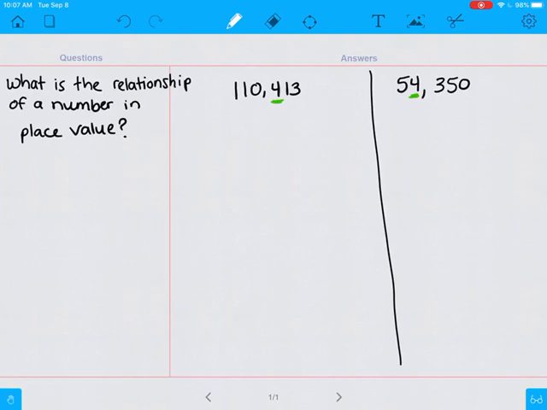So let's look at the two 4s here. So in 110,413, I have a 4 right over here. And what does that actually represent? So right here we have the ones place. Here we have the tens. And here we have hundreds. So this 4 means I have the number 4. I have 4 100s, or 4 times 100, which would equal 400.